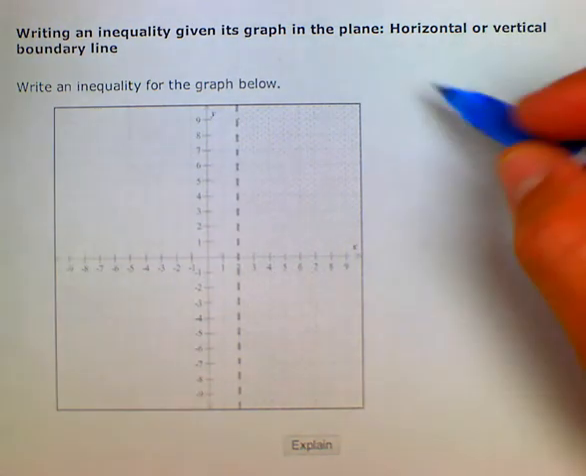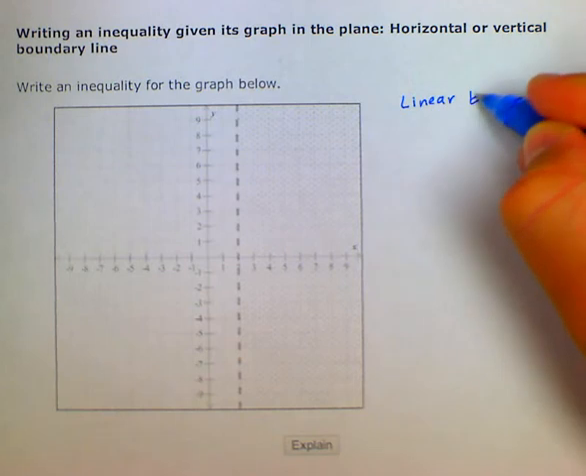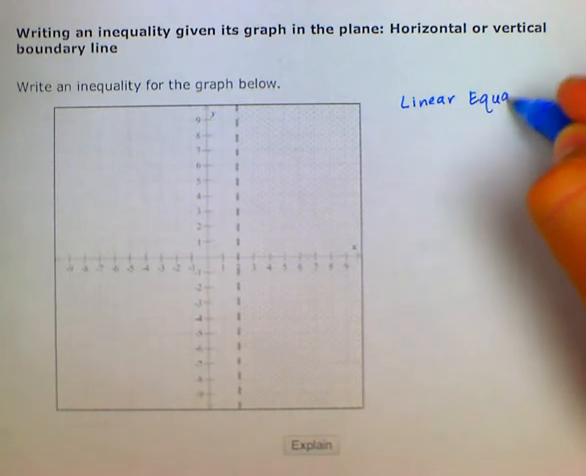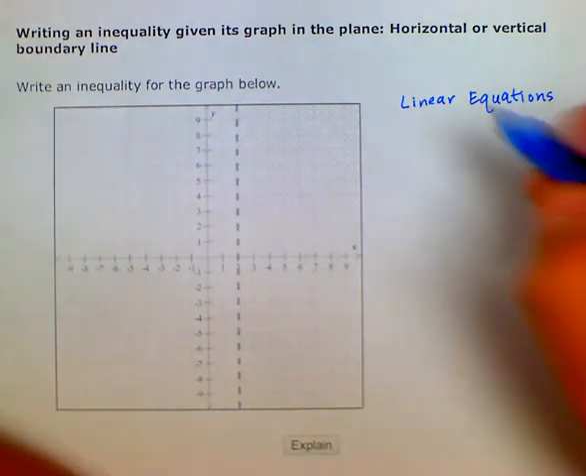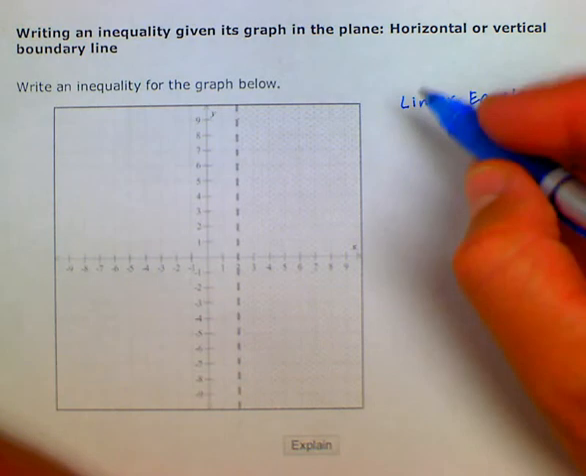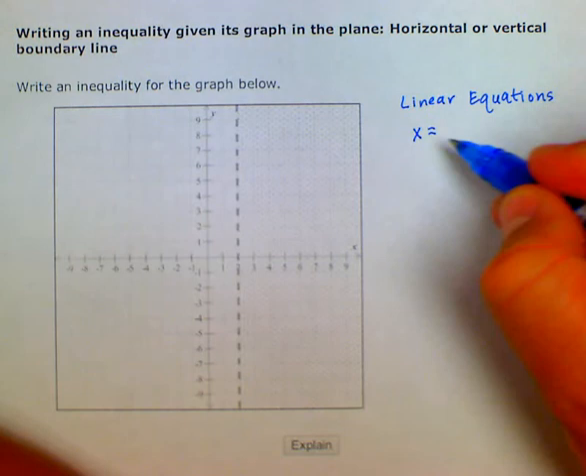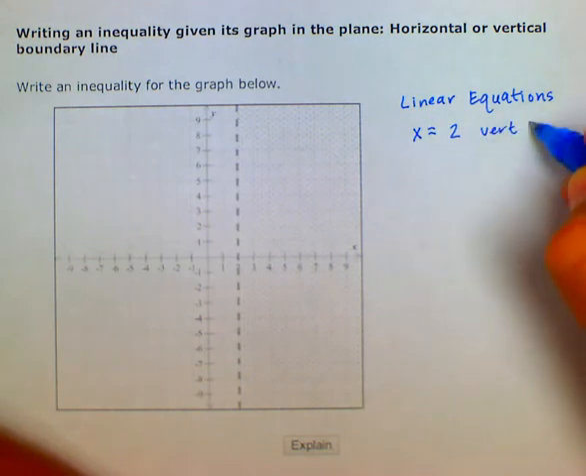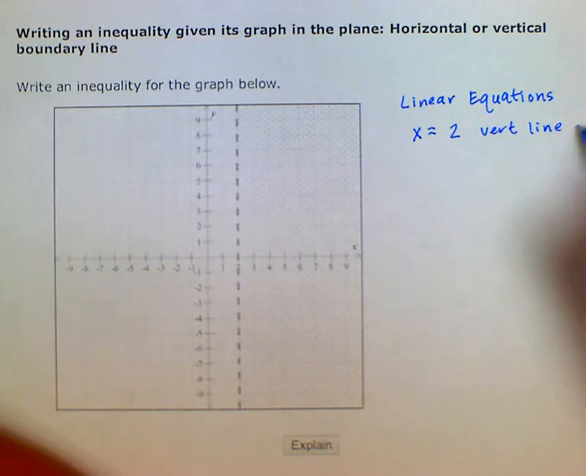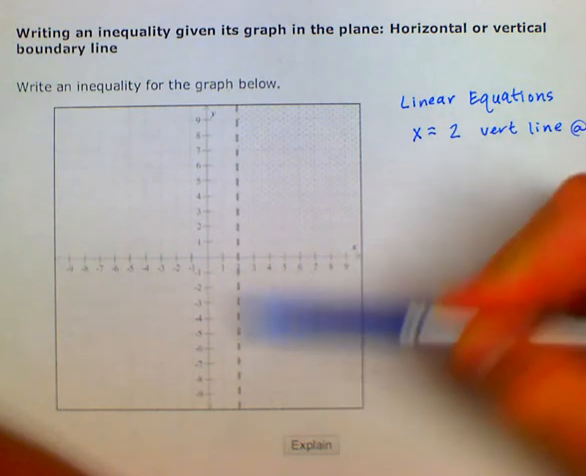When we have linear equations, vertical and horizontal lines are expressed as follows. If you have x equals some value or some constant, let's say 2, then you have a vertical line at x equals 2. So at x equals 2, you would have a vertical line. This is talking about linear equations.